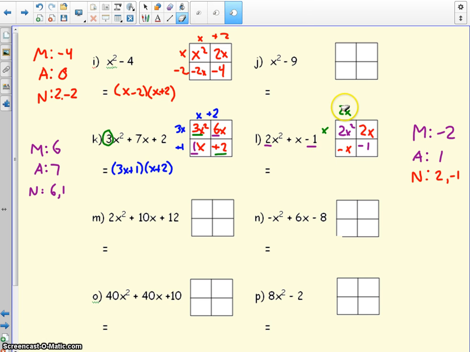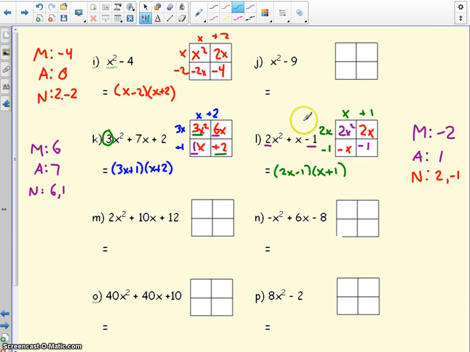So instead of trying 2x in this corner and x over here, I'm actually going to switch those around. So I'm going to try 2x here and x up here. And now let's try it. So 2x times what gives me 2x? Well, it's just going to be positive 1. And x times what gives me negative x? That's going to be minus 1. So I wind up with, for my factored form, 2x minus 1, x plus 1. Okay, so this rule seems to work. It's just going to be a little bit more complicated to figure out what goes on the outside of the array, but this will help us get our x values inside the array.